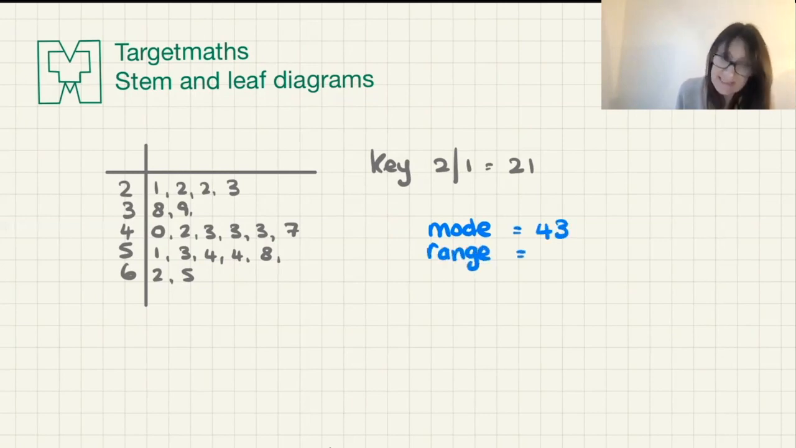Range is biggest take smallest. Usually you get 2 marks for this. So it's really important you show the maths that you have to do and don't just jump straight into it. So we've got to do the biggest, which is 65. Yeah, it's the very last number. Take away the smallest, which is the very first number. So take away 21. And 65 take away 21 is 44. Okay, so that's my range.